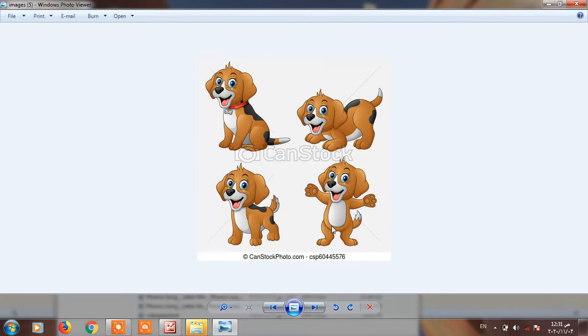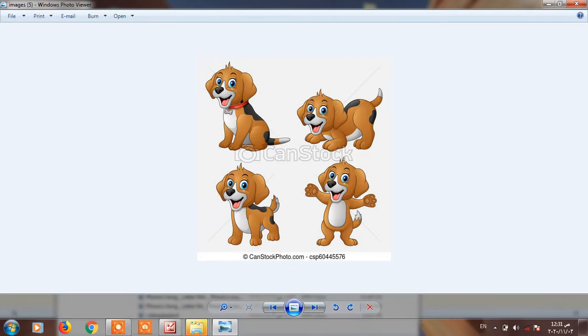What can you see? Dogs. How many dogs are there? Let's count. One, two, three, four. Do we use there is or there are? Yes, there are. There are four dogs.